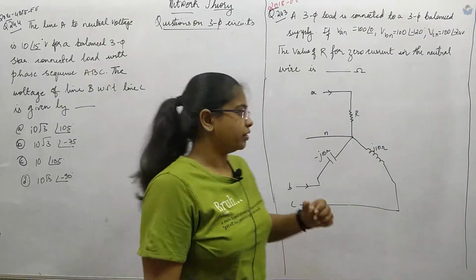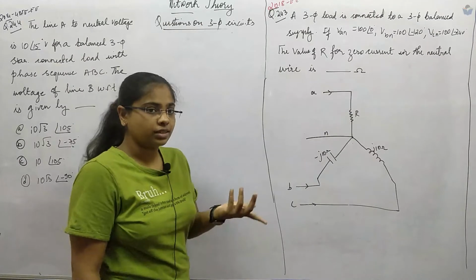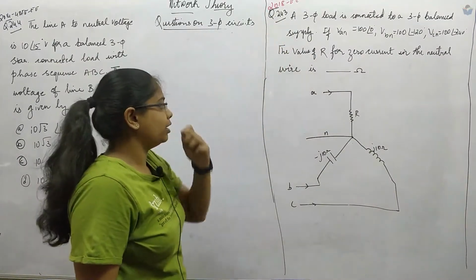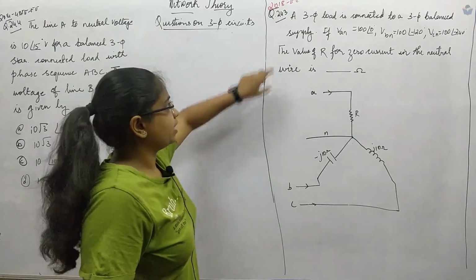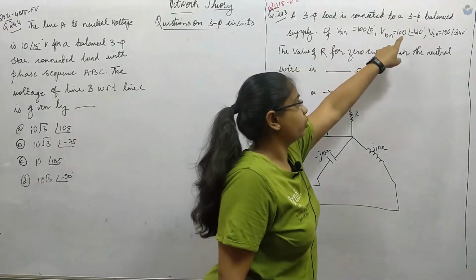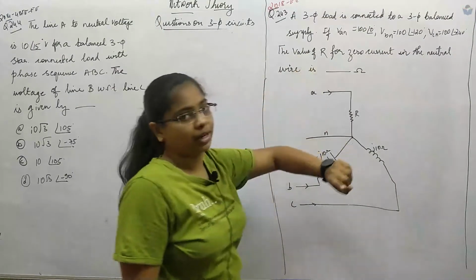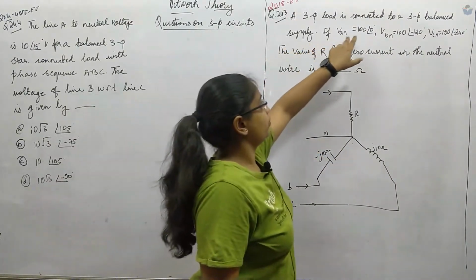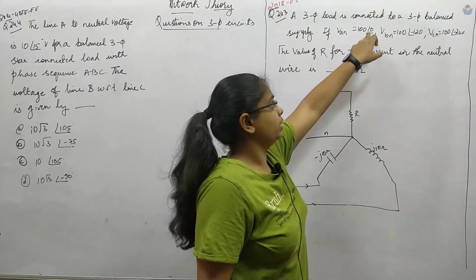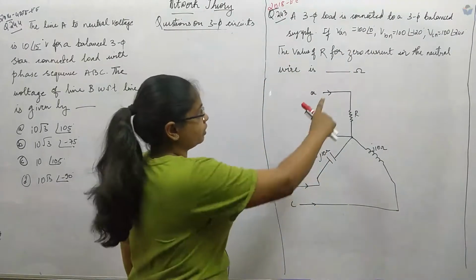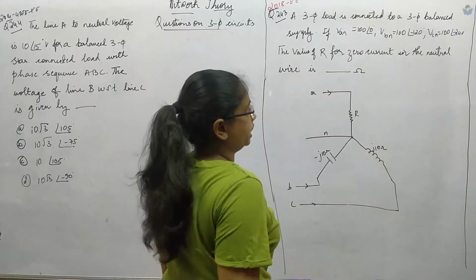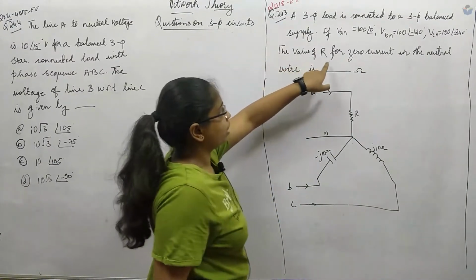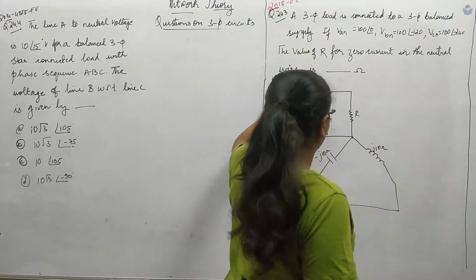So in this lecture, we will see the questions based on three-phase circuits. This was asked in question number 243, in 2018 electrical branch. It says a three-phase load is connected to a three-phase balanced supply. So we know that it is a balanced supply. If VAN is equal to 100 angle 0 degree, VBN equal to 100 angle minus 120, VCN is equal to 100 angle minus 240, the value of R for zero current in the neutral wire is.